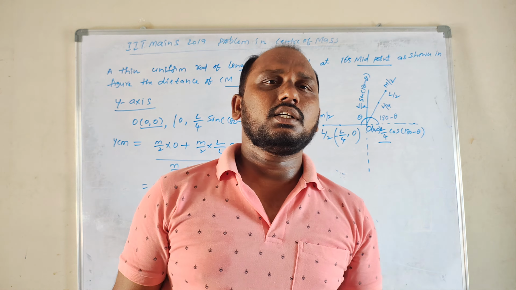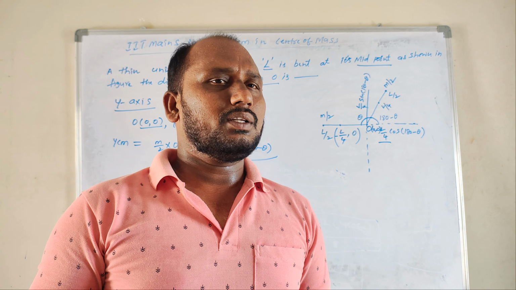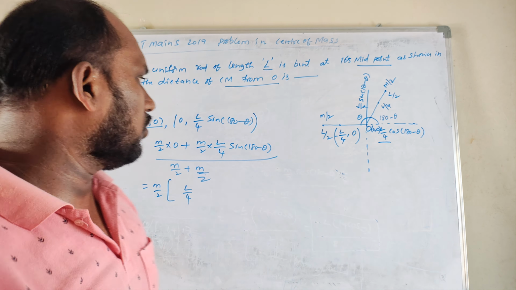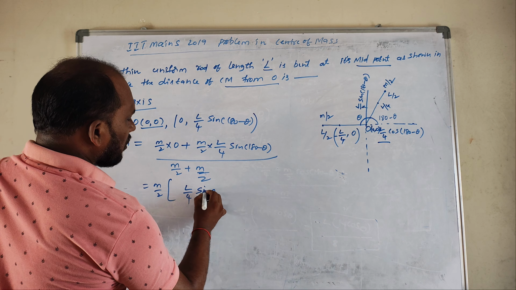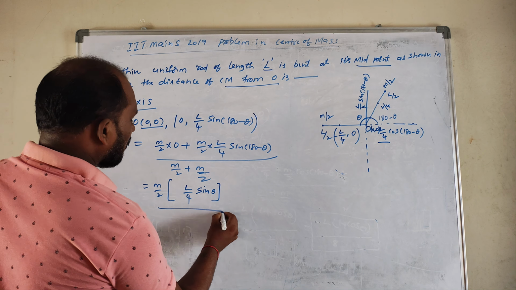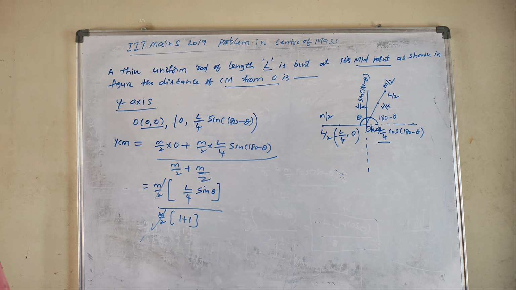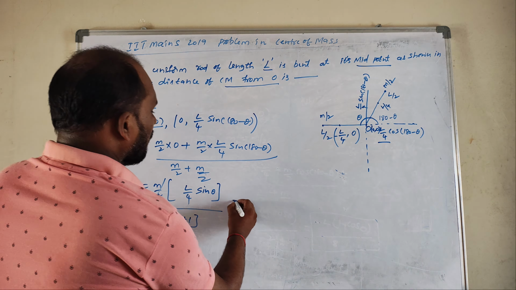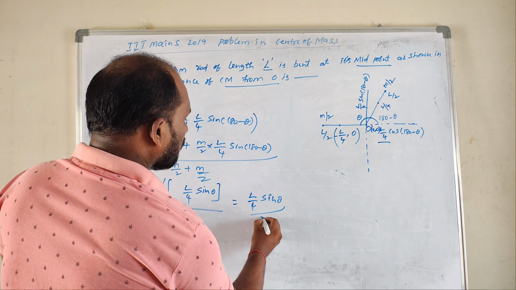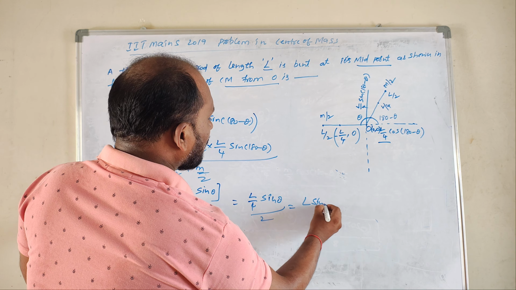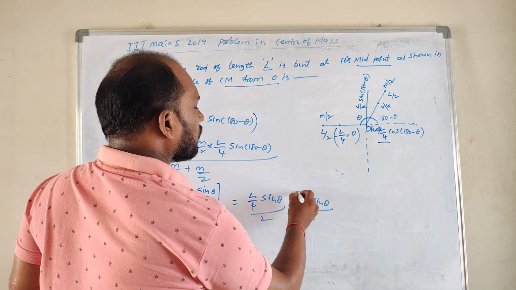Once again, sin (180 minus theta), which is in the second quadrant. In the second quadrant, sine is positive. So 180 is there, the ratio remains the same, so there is no change at all. So what you get finally? L by 4 sin theta by m by 2 by (1 plus 1). So m by 2 gets cancelled. So ultimately what you get here? L by 4 sin theta by 2, which means L sin theta by 8 we will get. So this is YCM, guys.